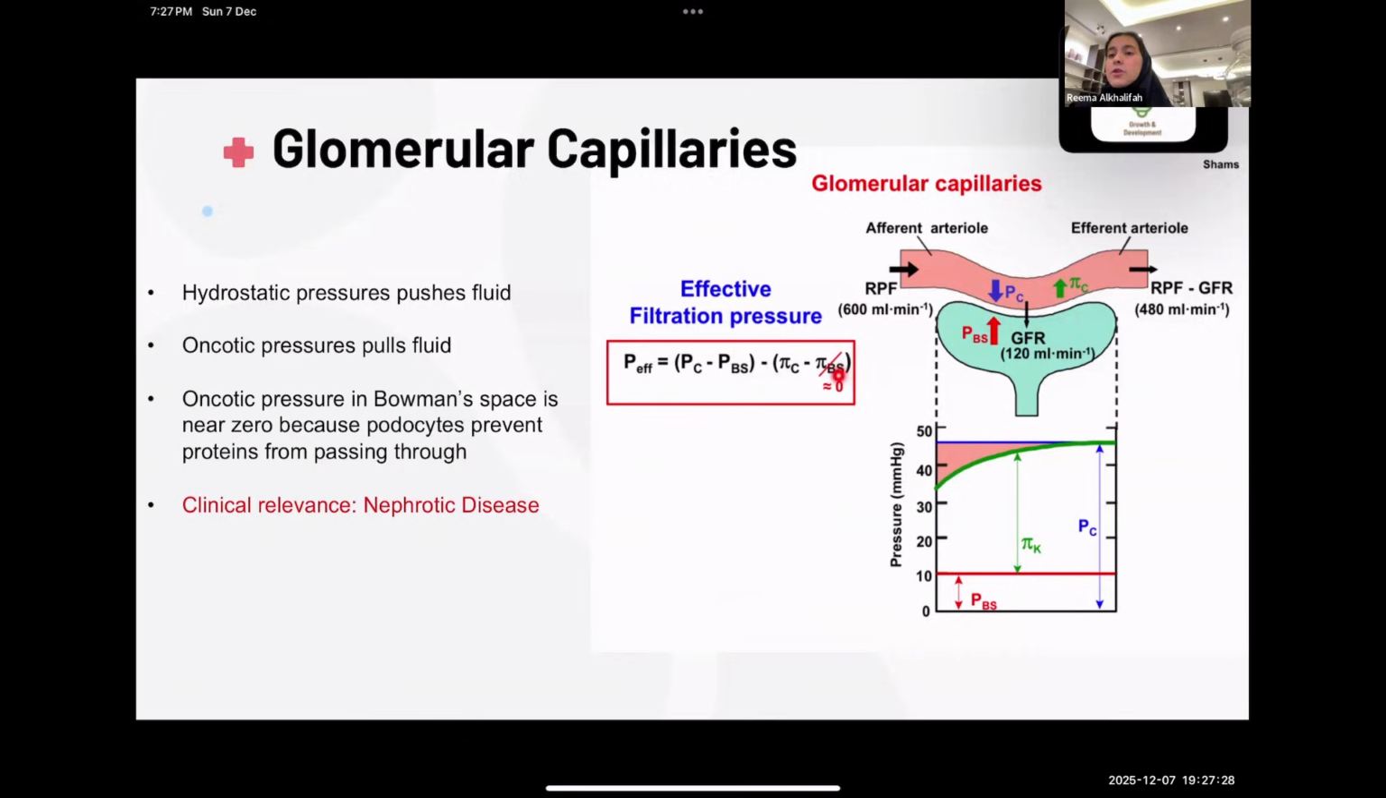Now, to begin with, the oncotic pressure of the Bowman space is nearly 0. Why is that? We previously mentioned that the basement membrane and the filtration membrane in general is going to prevent plasma proteins from passing through. So in normal conditions, the oncotic pressure of the Bowman space should be 0 or nearly 0.